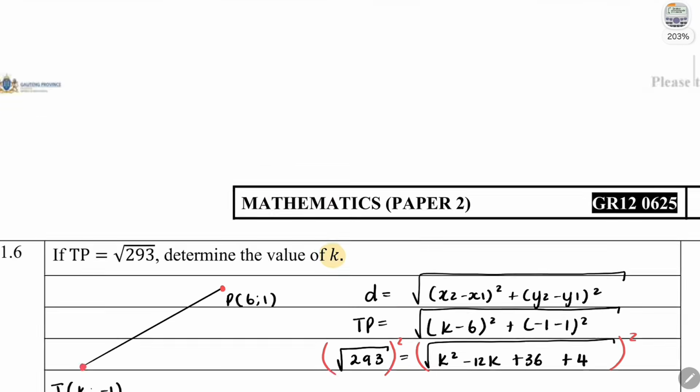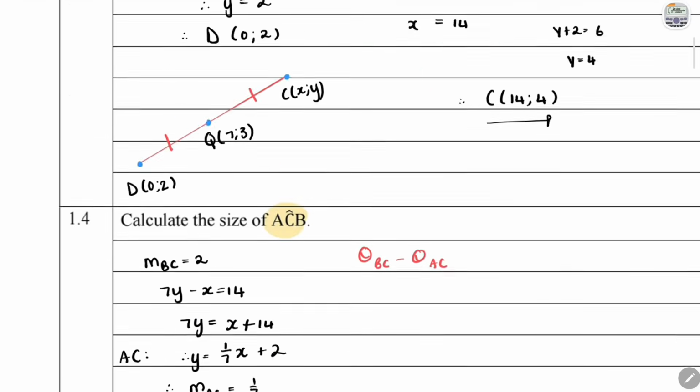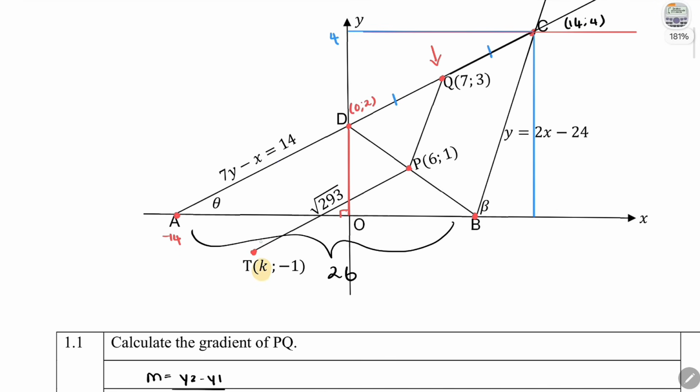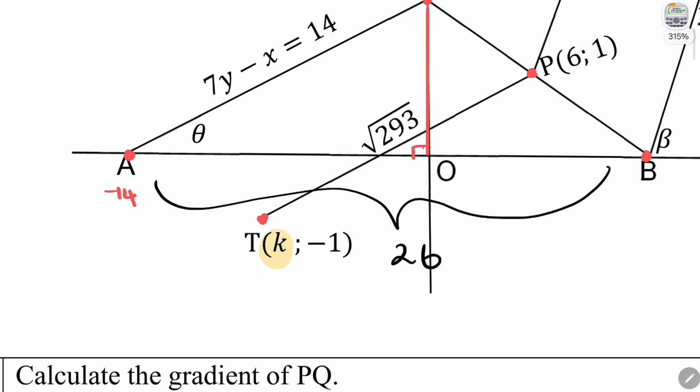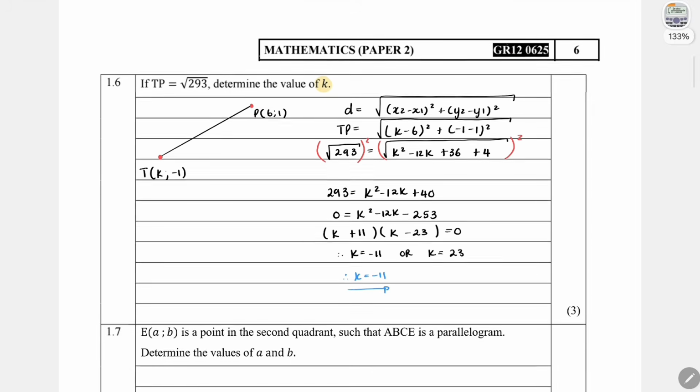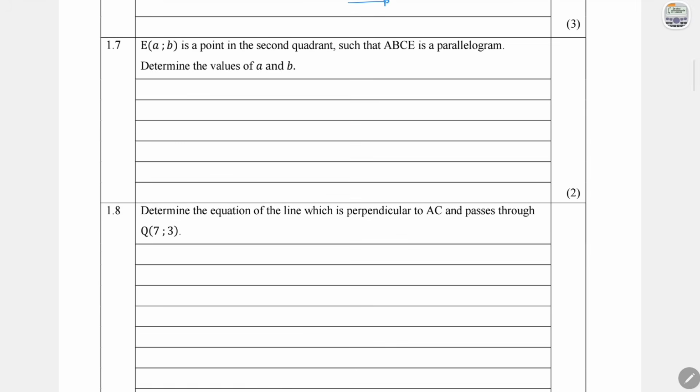And now we can decide based on where k is. You see that k is a point that is in the third quadrant, and in the third quadrant, we know that the x values are negative. So we're going to take the negative value. We'll just say that k is equal to negative 11, and that is our answer. Moving on to the next question.